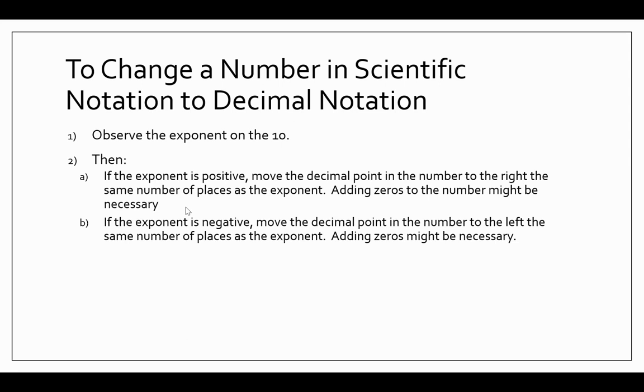If the exponent is negative, we take the decimal where it is and move it to the left, the number of places as the exponent, adding zeros as necessary.